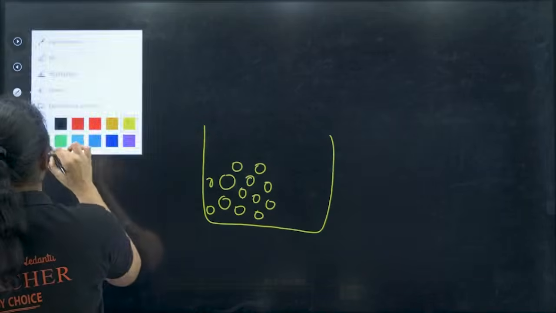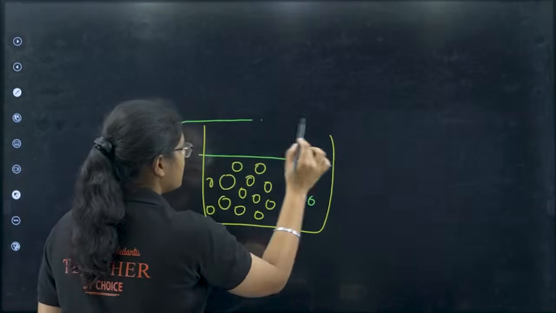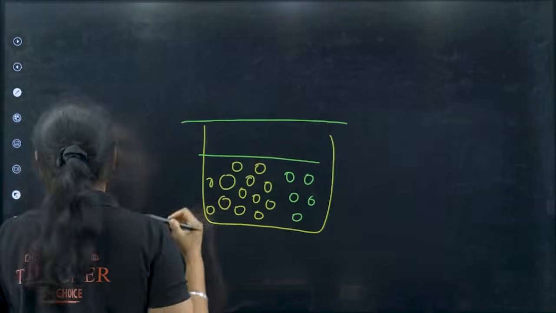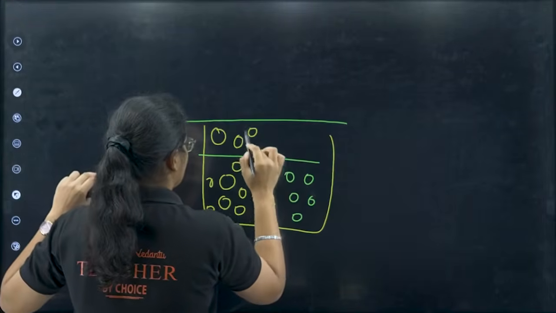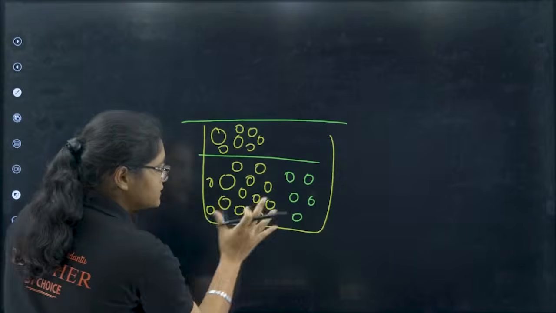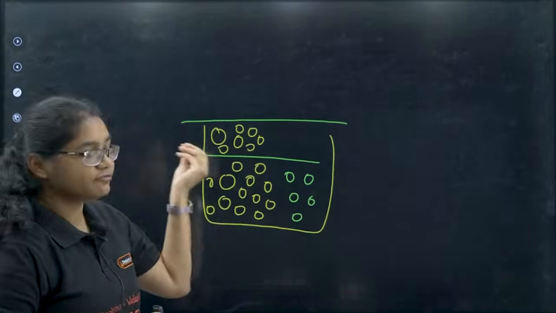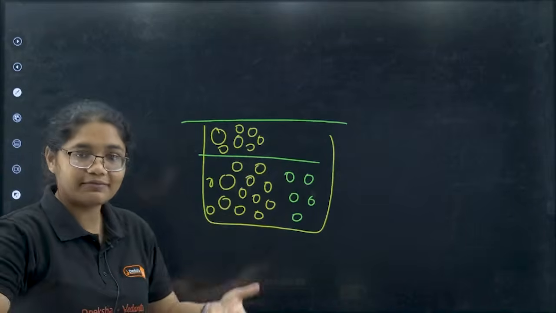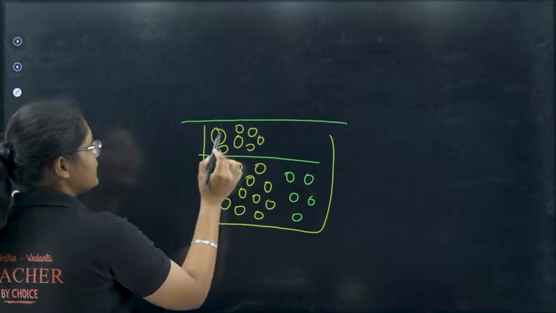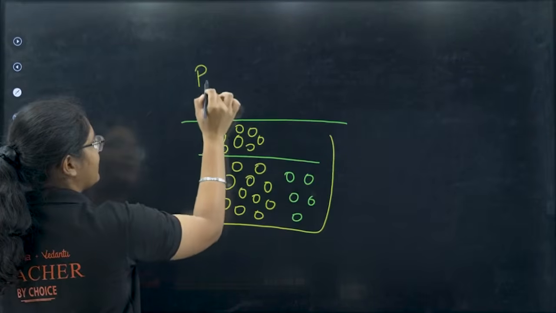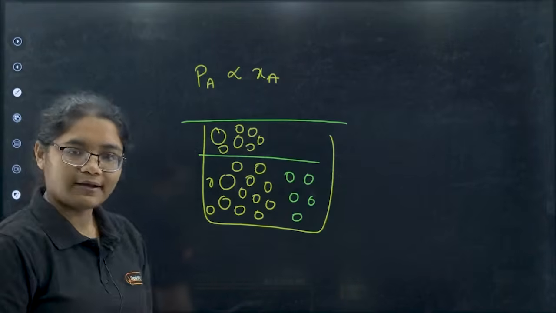Okay, and then I have B particles. Now, you see here, these A particles will create vapor. Since the number of moles, the number of particles of A, is more, vapors of A will also be more. More A will evaporate, more A pressure will be created. So I can say that the pressure created here by A is proportional to the mole fraction of A, right?